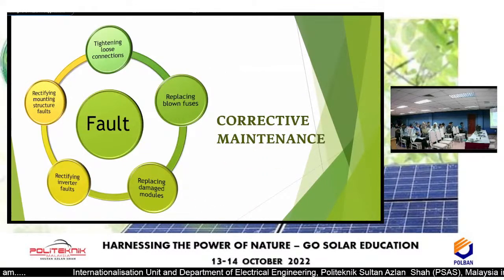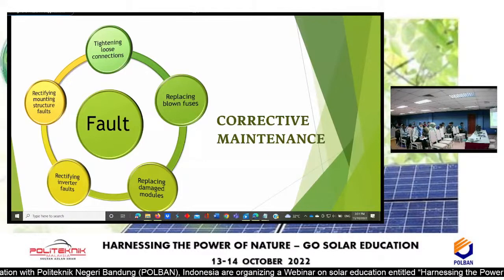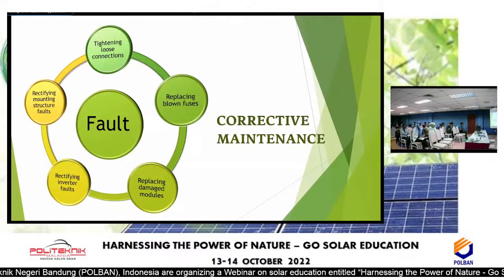Next, we are looking at corrective maintenance. Corrective maintenance means maintenance that we conduct when a fault happens, which means we need to repair that condition. For example, let's say there is a blown fuse, so we will replace it with a new fuse. Let's say we have a problem with our PV module, it has been damaged, so to make sure our system runs properly, we have to change the module to a new set.